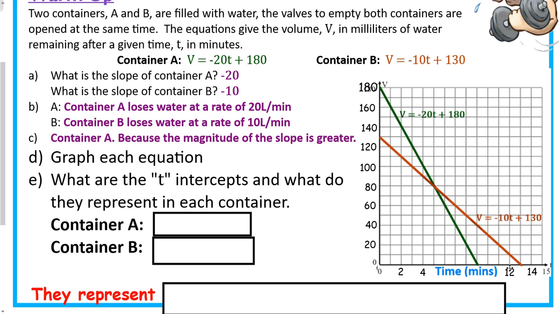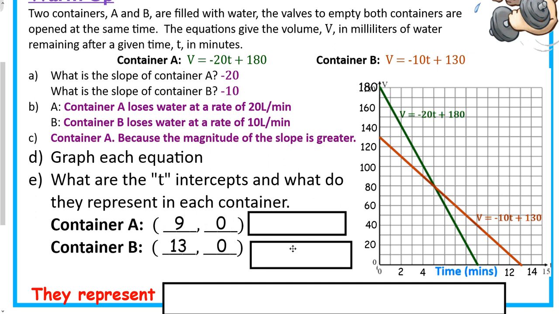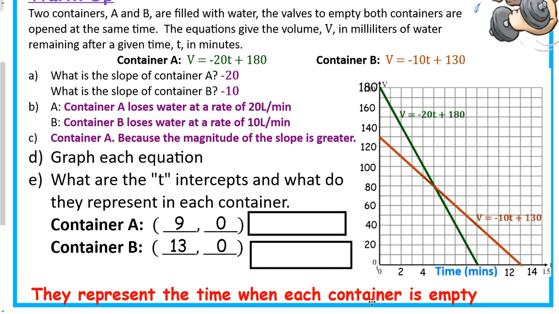So what do those values mean? Right? It's if you're looking at the volume of the water is decreasing as time is changing. Right? So down here, the volume of the water is 0. Okay, so it's the time when the container is empty. So 9, 0 and 13, 0. And what does it represent? It's when the container is empty.